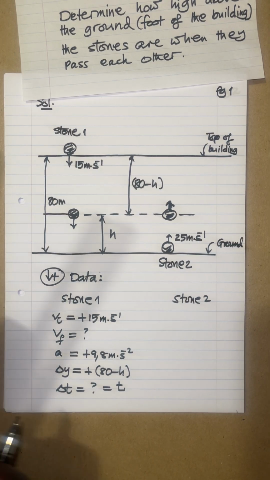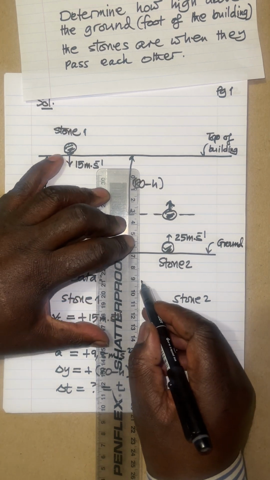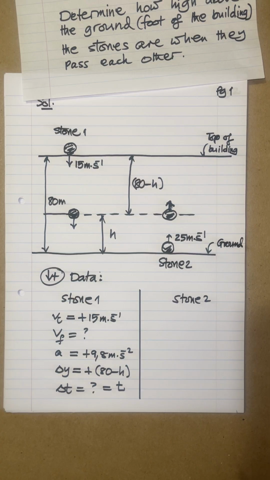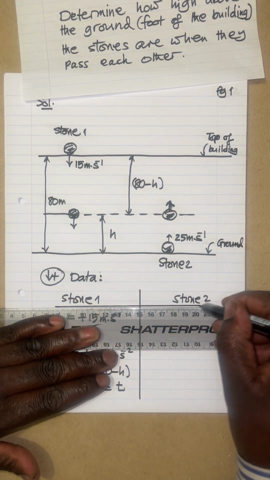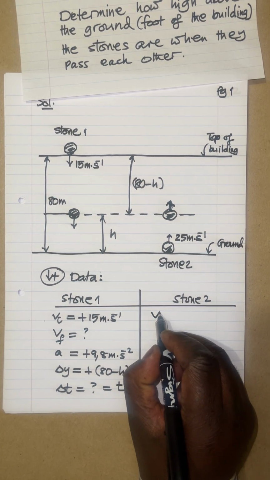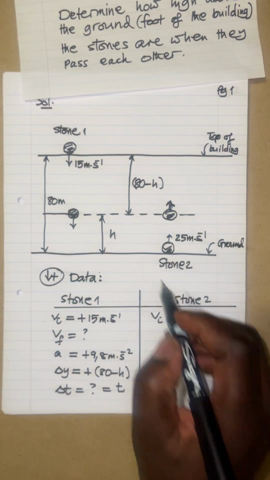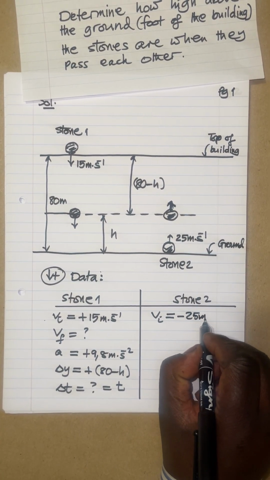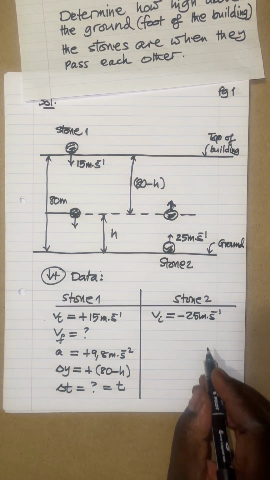Let's go to stone 2. We draw a line here to separate this information, kind of like this. This is good enough up to there. And if you like, you can do this just to make the work look more presentable. Do we know initial velocity? Remember, we're still taking down as positive, even for stone 2. But notice that stone 2 is going up. Do we know initial velocity? Yes, it's going to be minus 25 meters per second, because if downwards is positive, upwards must be negative. It carries a minus sign there.